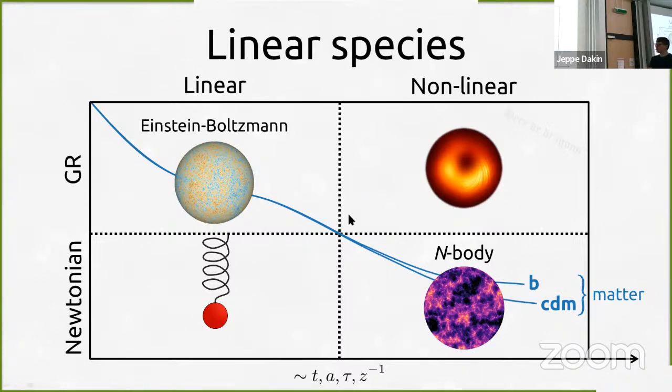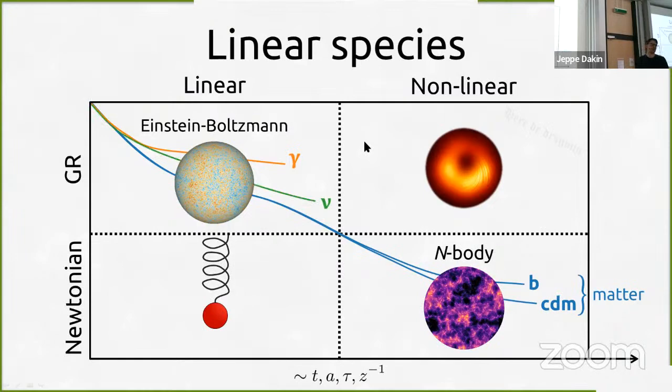But then as time goes on, they become nonlinear, but also Newtonian, meaning that we can solve everything using Einstein-Boltzmann codes and n-body codes. We never need to go up here doing nonlinear GR, which is not obvious, but our universe doesn't need that for cosmology, which is nice. It makes things easier. We also have photons, which remain linear throughout the history of the universe.